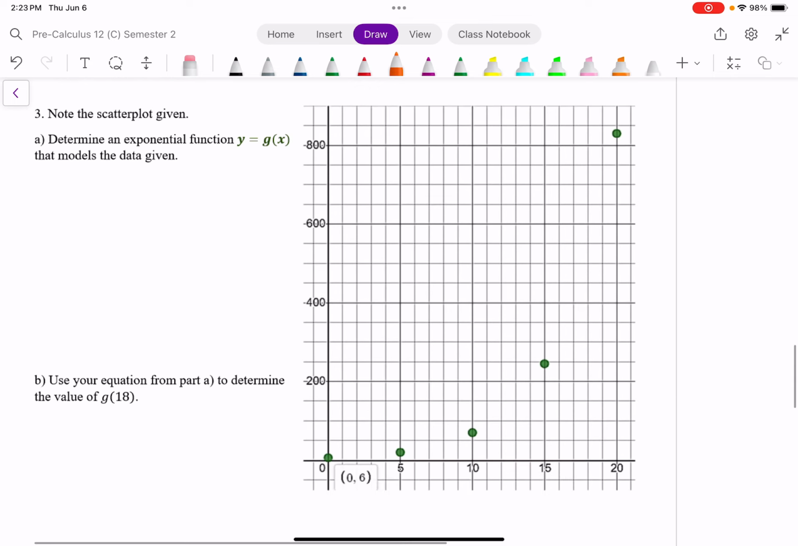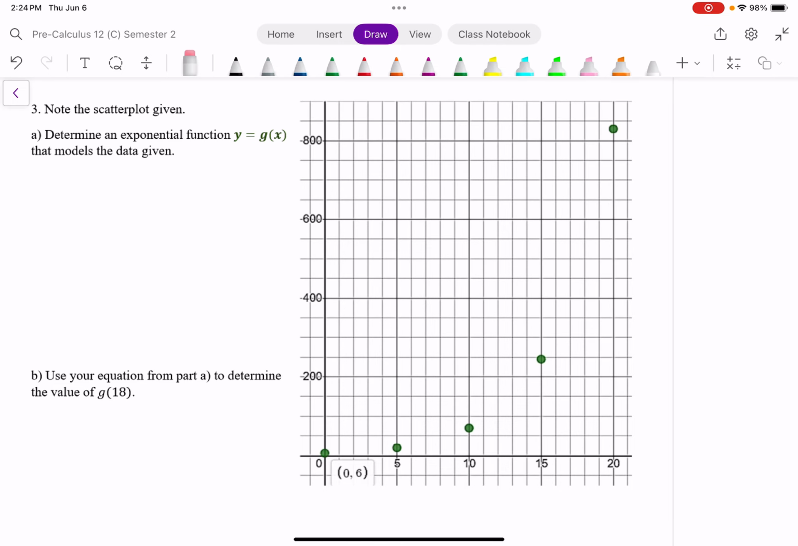Either way, last question. I have a scatter plot, again, of some sort of information. What do I know? When x is 0, the value of the function is 6, and that's the only point I know for sure. So my starting amount is 6. So I want to find an equation for this in any way. There's lots of ways we can do this.